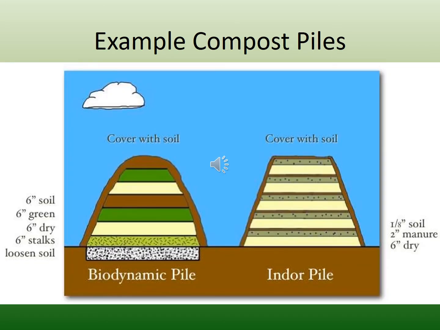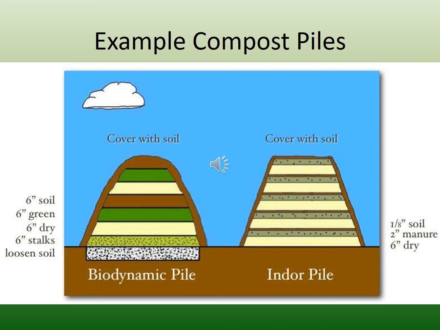There are many different types of composting methods. On the left in this image is a biodynamic pile, where you're using soil and green material, then brown material, which is dry, and then some kind of stalks or leafy sticks for aeration. You would keep repeating those four layers over and over until you get your minimum size.